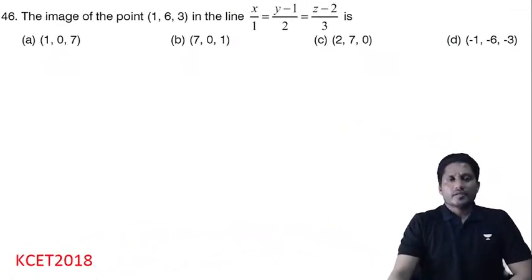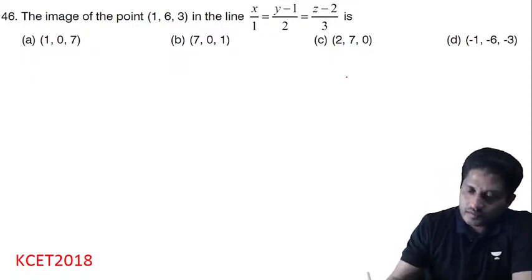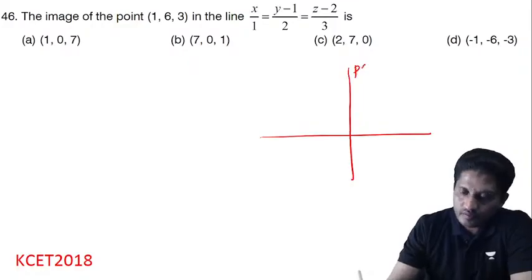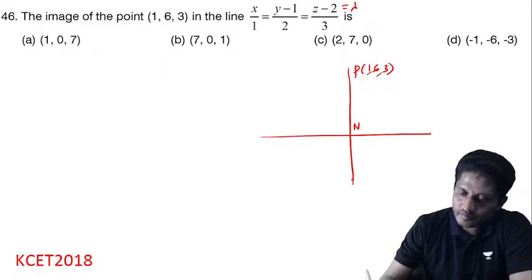Let's move to the next question. Image of a point with respect to a line. See, this is the line, right? Point is 1 comma 6 comma 3. Let this be equal to lambda. The image of P will be equal to Q. Let's say this is X, Y, Z or alpha, beta, gamma.